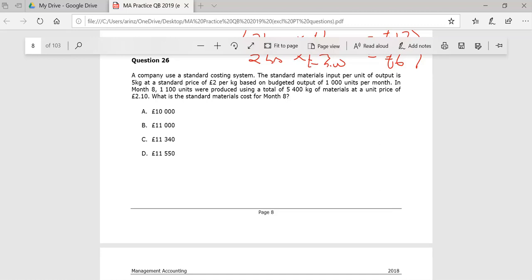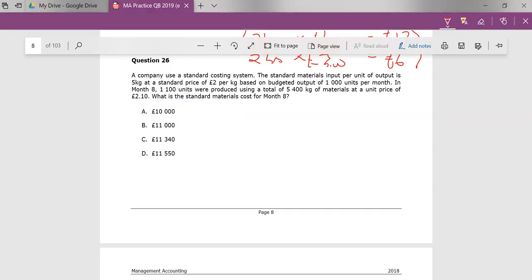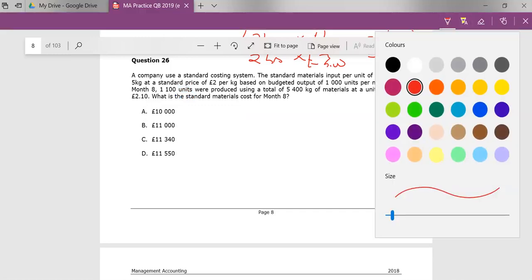Right, okay, we're on question 26, and as usual, we're going to go from 26 all the way to 30. We're doing these in batches of 5. So let's see what's happening here. We're told that a company uses, let's just get that out there, let's go purple.